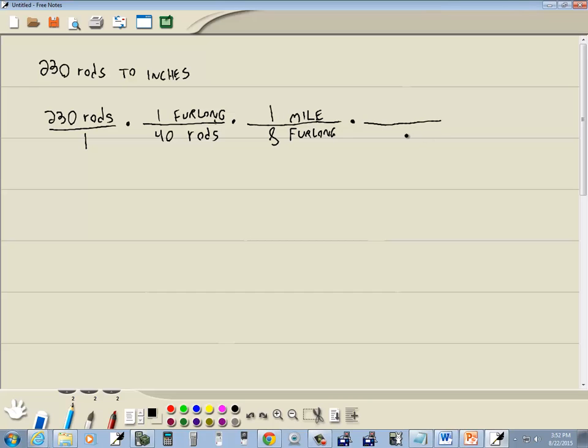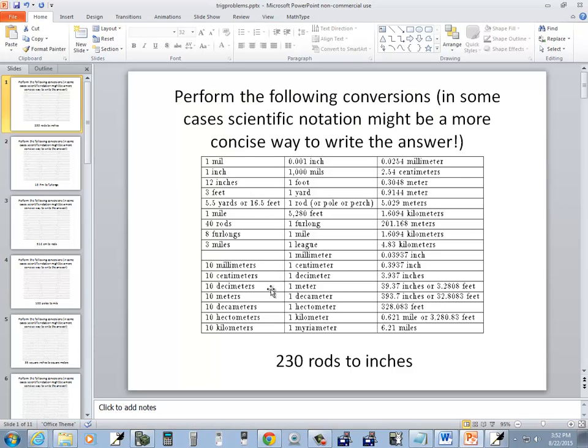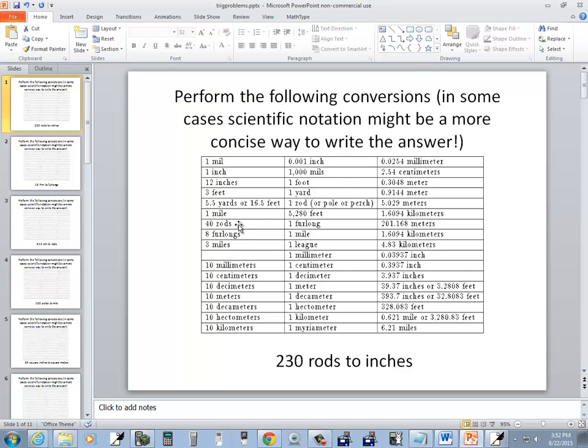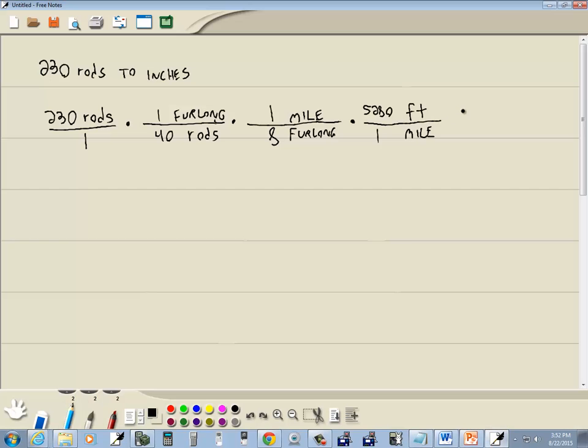Well, mile's up here, so mile has to be down here. And 1 mile is equal to 5,280 feet. That's this one right here. And feet's up here, so feet has to be down here. And I know a connection between inches and feet. 12 inches gives you 1 foot. That one took a little bit to get to.